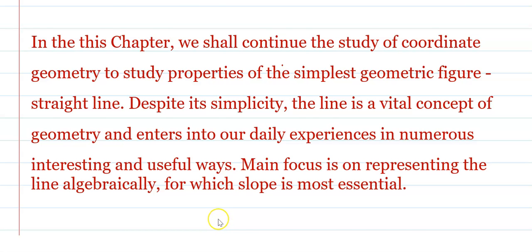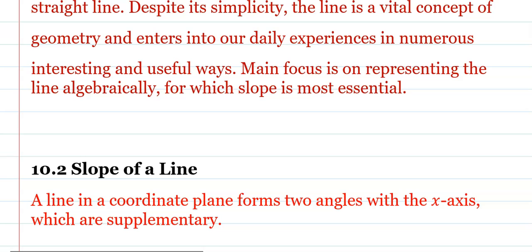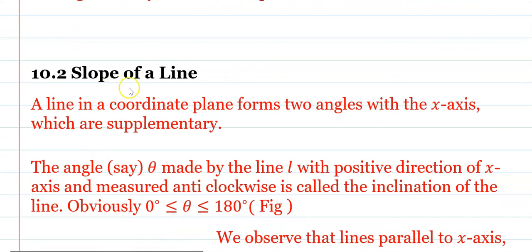Now we'll discuss the next topic here. Slope of a line. Slope of a line is nothing but the inclination of the line.